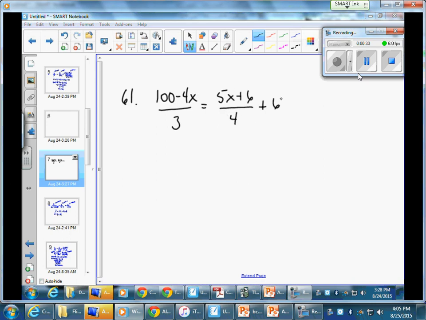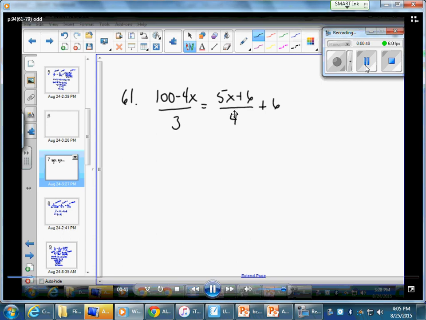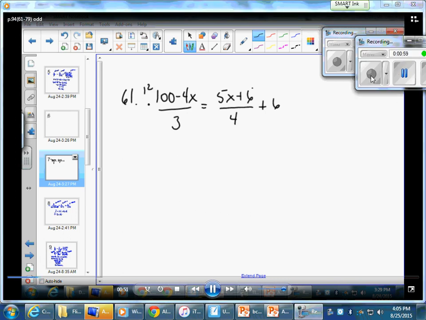So I'm going to multiply every term by 12. Alright, so 12 times this term, 12 times this term, and 12 times this term. The first term, when I multiply it by 12, the 3 cancels with the 12, making it a 4. 3 will go into 12 4 times. 4 will go into 12, so the 4 will cancel out, and the 12 will become a 3. And over here, nothing cancels because there's nothing on the bottom.